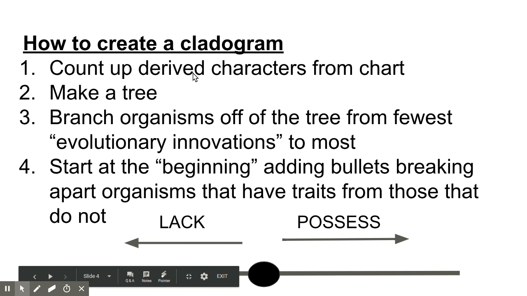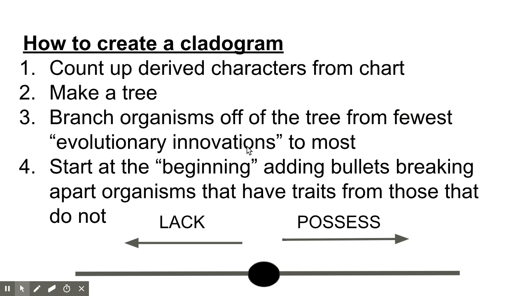So again, how to create a cladogram: count up your derived characters, make a tree, branch off the organisms from fewest innovations to most, adaptations, derived characters, whatever you want to say, from the fewest to the most, and then go back and put in your bullets, separating those that have the traits from those that do not have the traits. And that is how to create a cladogram.